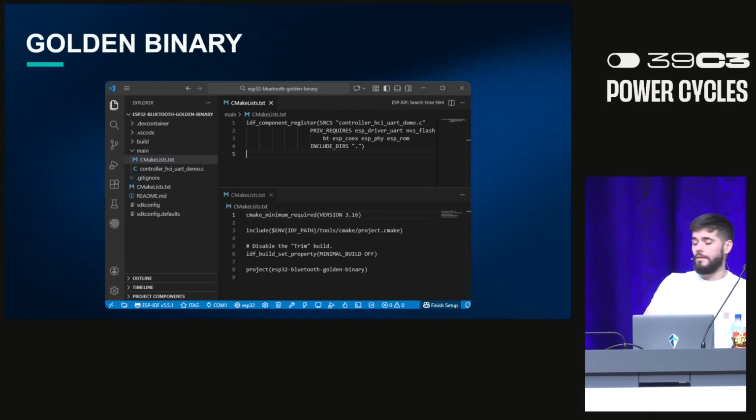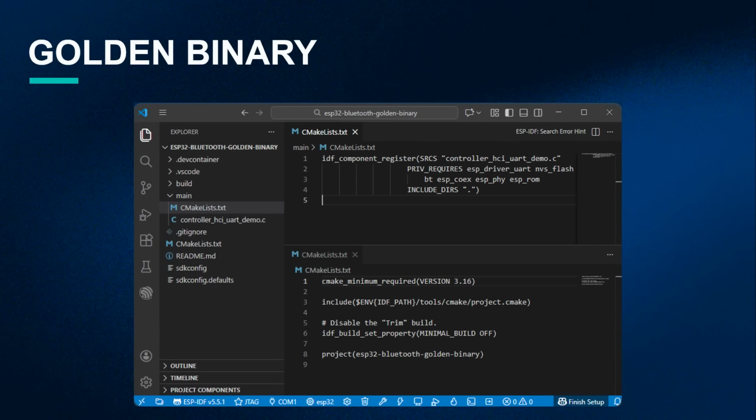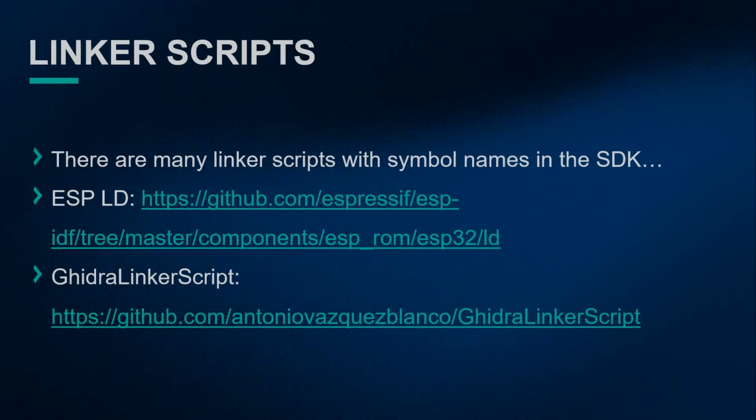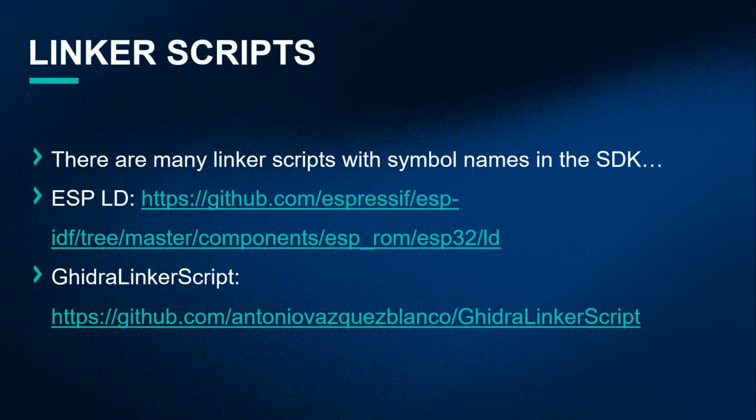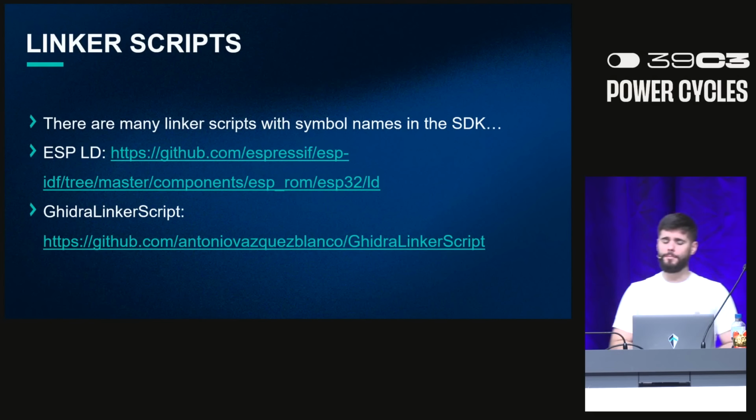So yeah, this is the simple IDF project we have created. It just specifies the components that we want, sets the trimming to off, and it will generate the golden binary. There are a couple of function names that are not, or may not be, in the output file, and those can be found in a linker script that is also in the SDK.